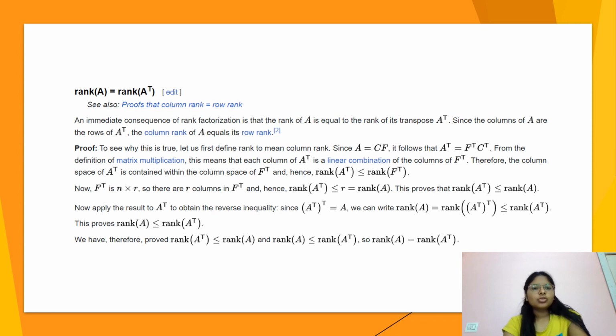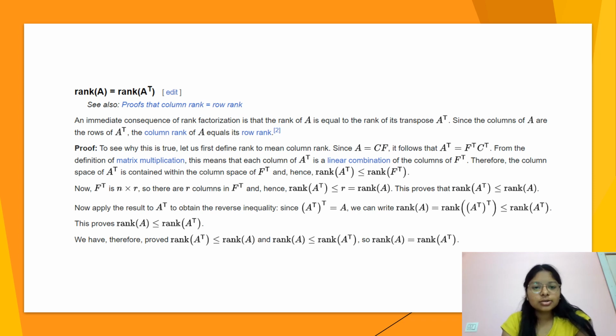Rank of A is equal to rank of A transpose. An immediate consequence of rank factorization is that the rank of A is equal to the rank of its transpose, A transpose. Since the columns of A are the rows of A transpose, the column rank of A equals its row rank. Now we see a proof.